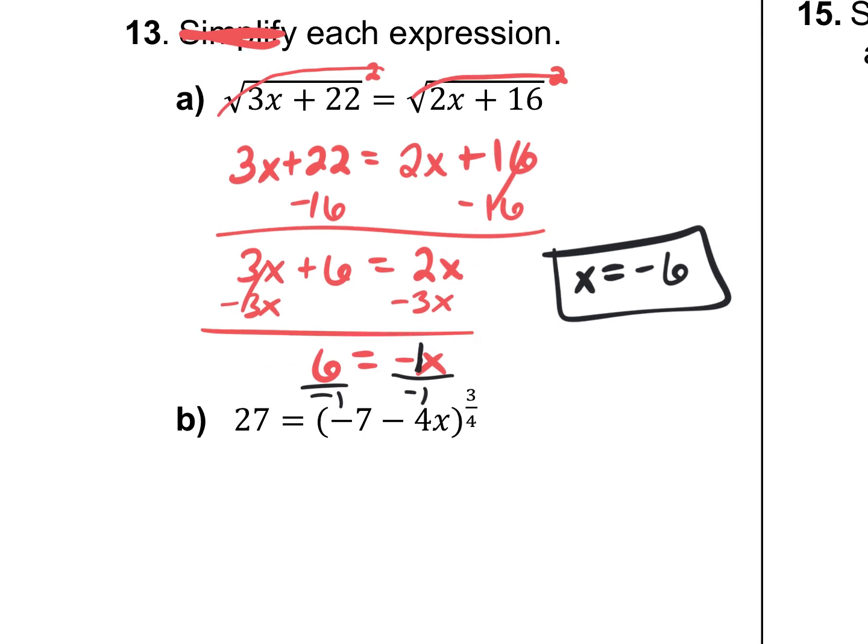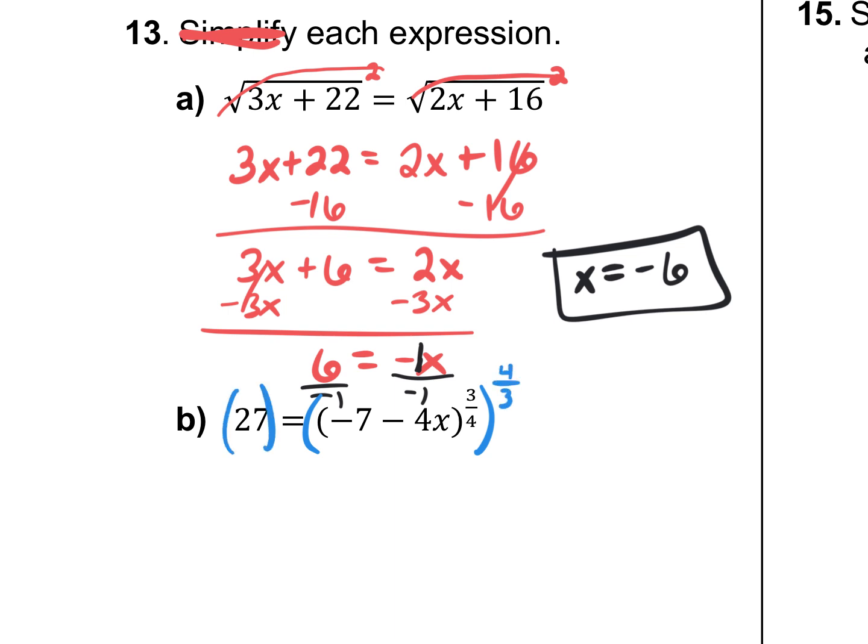And then part B, what's different about part B? It's a fraction as an exponent, right? So we want to make sure it's by itself. Is it by itself? Why can we say it's by itself? Right, it has the parentheses here. That means everything is to that power. So how do I get rid of that exponent? I flip it to the opposite. So 3 over 4 becomes 4 over 3.